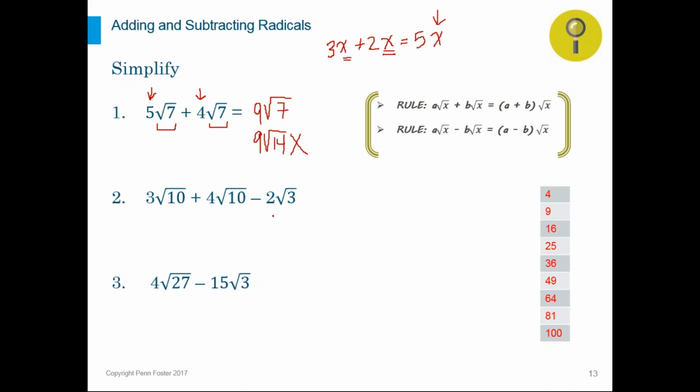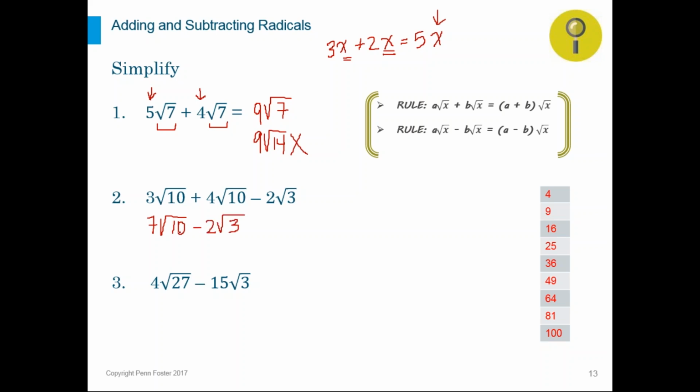Let's do another question, number 2. 3 the square root of 10 plus 4 the square root of 10 minus 2 the square root of 3. Okay, so just to begin with, I'm not going to add the 3 to those two because this is a square root of 3 but we have 10 and 10 under the signs of each radical here. I'm going to go ahead and add 3 and 4. I'm not going to add the 10s. 3 and 4 is 7. The square root of 10 minus 2 the square root of 3.